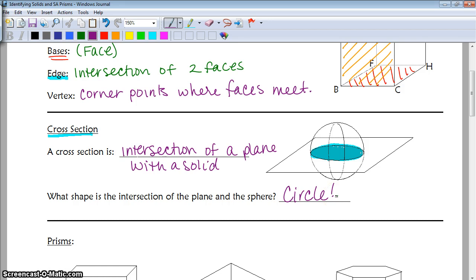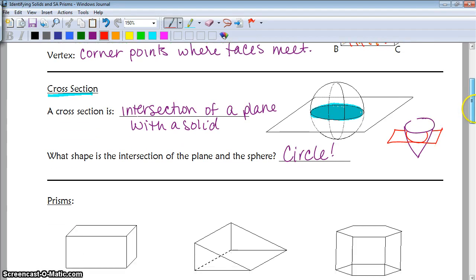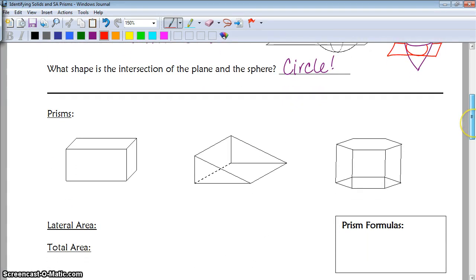If I were to do a cross-section of, let's say, a cone, if I draw a cone and then I draw a plane slicing through it, its intersection would be a circle as well. It really depends on the surface itself. Okay? All right, now we are going to talk about prisms.